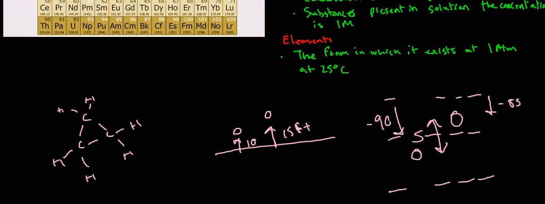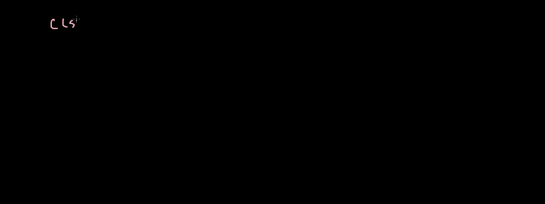And what they mean by the form in which it exists is, for example, here's a standard enthalpy of formation. Carbon, solid, this is how it exists at 25 degrees and 1 atmosphere, plus 2H2, and it's a gas, gives CH4, gas.